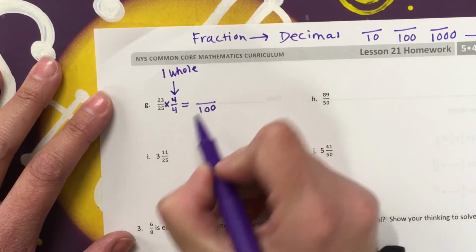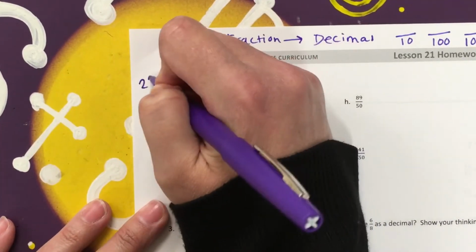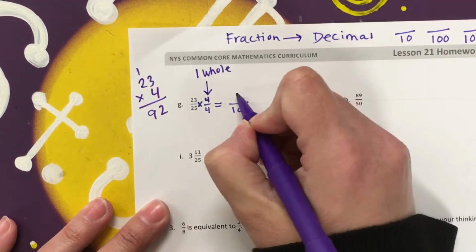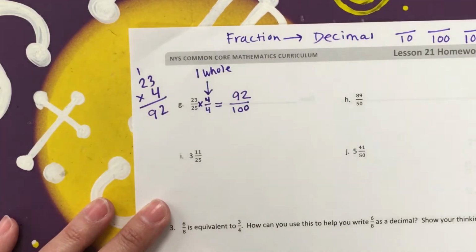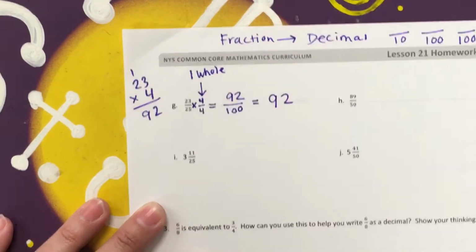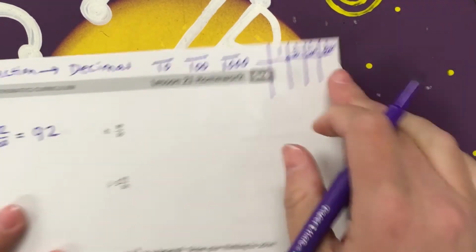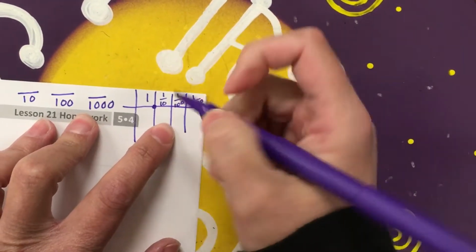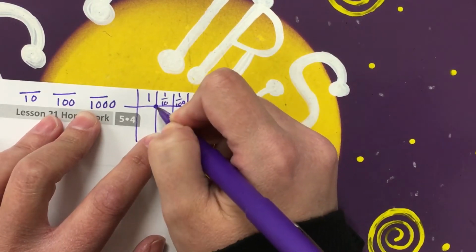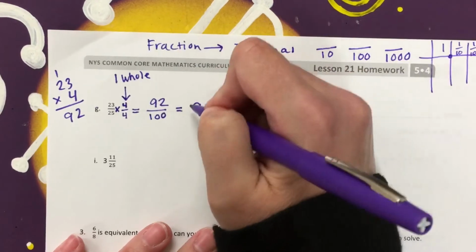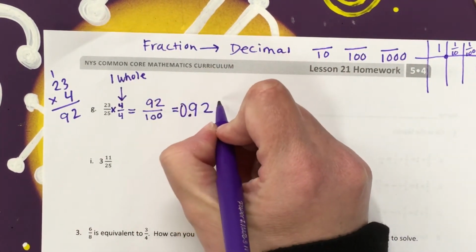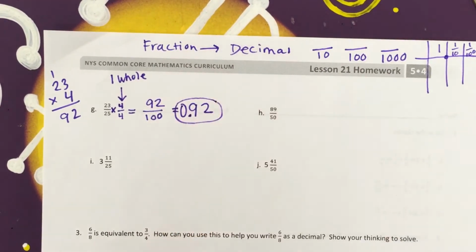So 25 times 4 is 100. 23 times 4, I'm going to go over to the side and do that math. And I see that that's 92. So 23 times 4 on the top is 92. We have 92 hundredths now. I'm going to take that numerator and write it down, 92, but it's 92 hundredths. So I look back at my place value chart, and for 92 hundredths, that last digit needs to land in the hundredths. It would be 0.92, and we'll put that placeholder 0 in the ones place. So here's 92 hundredths, 0.92 as a decimal.